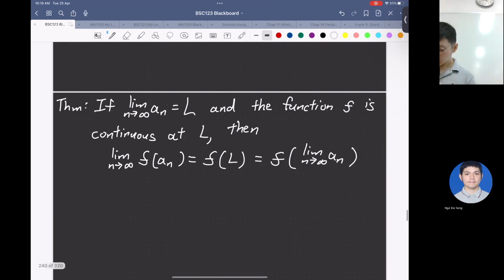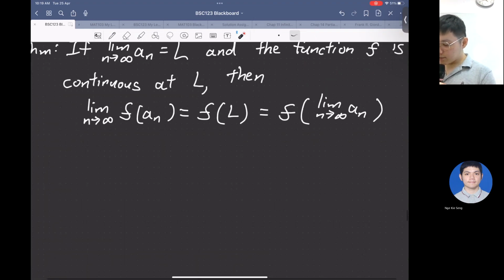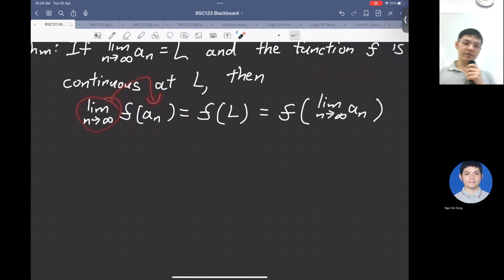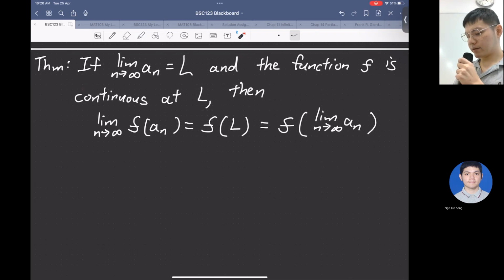Okay, I repeat again. Let's say we have a sequence converging, and our f is continuous. Then the limit of f(a_n) converges to f(L). We can see that this limit commutes with our function, so the limit goes into the function. Actually, there's a name for this. This is called sequential continuity. You take a sequence and then you check the continuity of your function.